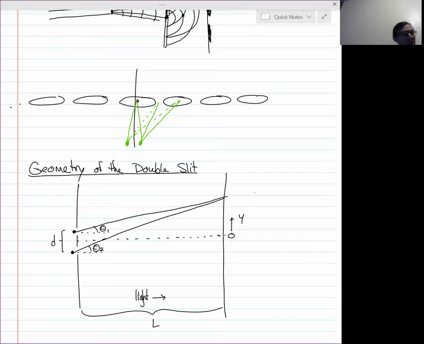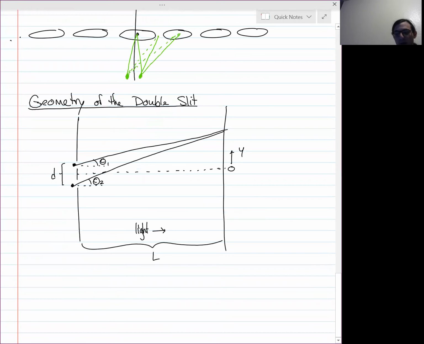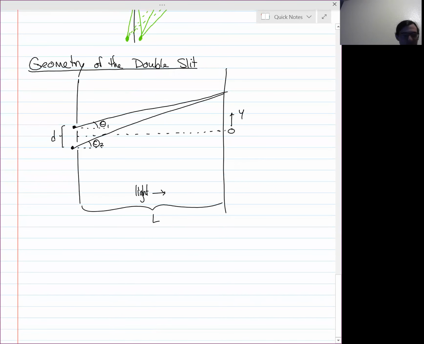Right. So we can use trig to learn things about this setup. So first, we know that the tangent of theta 1 should be equal to delta y minus d over 2, over L. And the tangent of theta 2 would be equal to delta y plus d over 2, over L. So let's go do some trig and try to understand what these equations are, right?